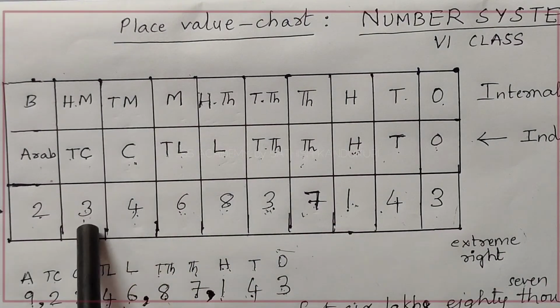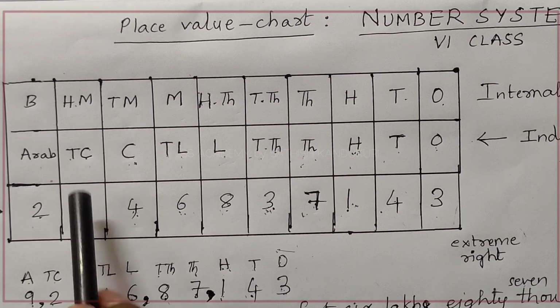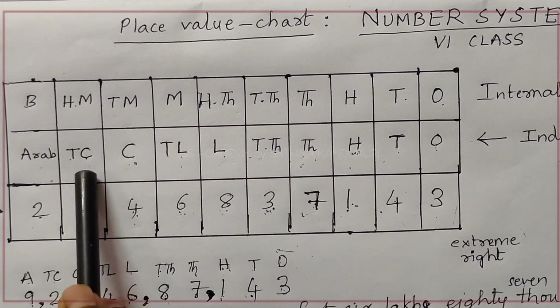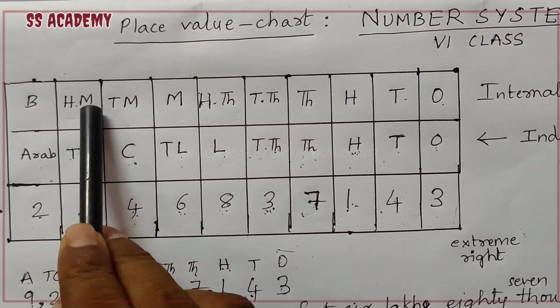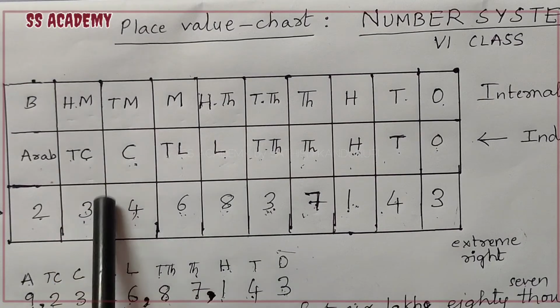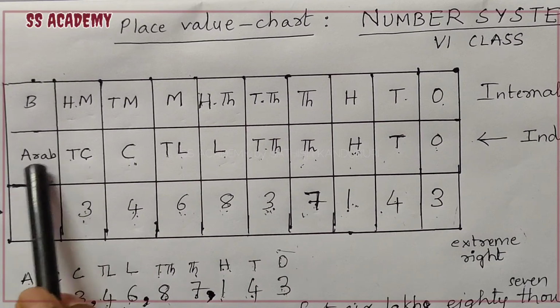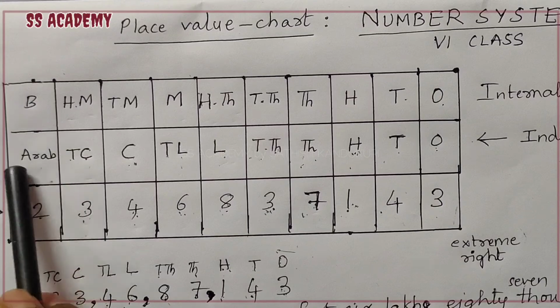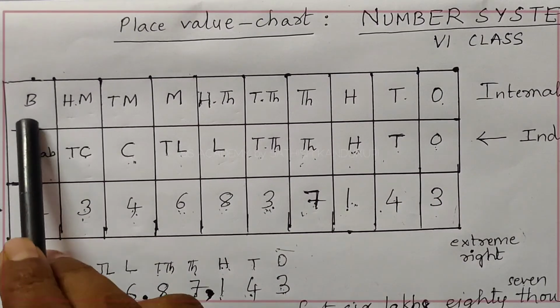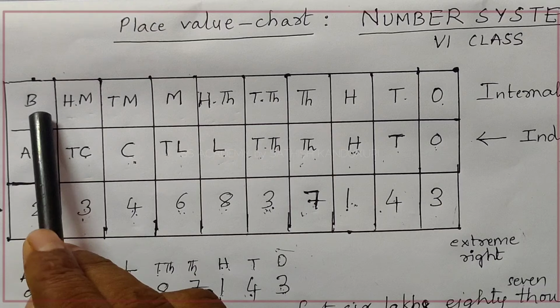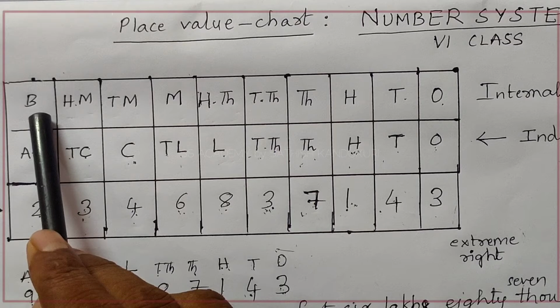After 4 we have 3 here. 3 is in tens crores place in the Indian system, but in the international number system it is 100 millions. After 3 we have 2. In the Indian number system this 2 is in Arabs place, but in the international number system it is in billions place. So these are the changes when compared to the Indian number system.